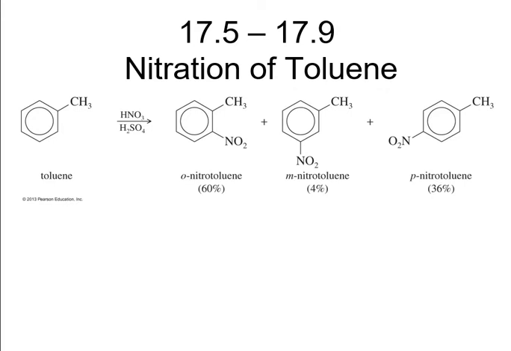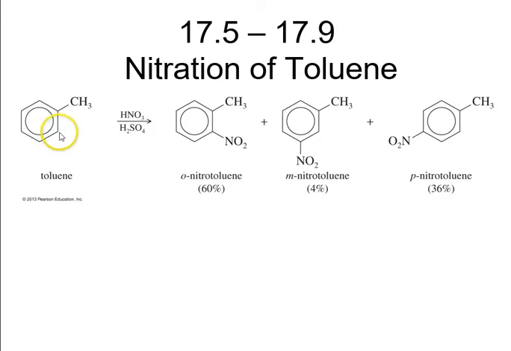17.5 to 17.9. We're going to talk about the nitration of toluene and a few other types of reactions. So now we're going to take a different turn. Up until now we've been talking about mono addition of electrophiles to an aromatic ring, meaning we were just adding one group to a benzene ring. What happens if I already have a group on my benzene ring and I do one of these reactions that we've just learned? Where does the group go? So if I take toluene now and I nitrate it, where does it go?